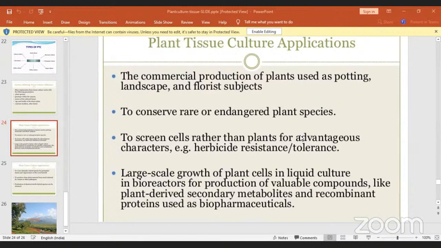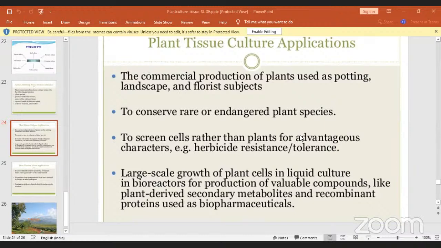The next, plants regenerated through tissue culture show variations. That is called somaclonal variations. By using plant tissue culture, some variations may appear, and those variations are called somaclonal variations. So these somaclonal variations are used for crop improvement.